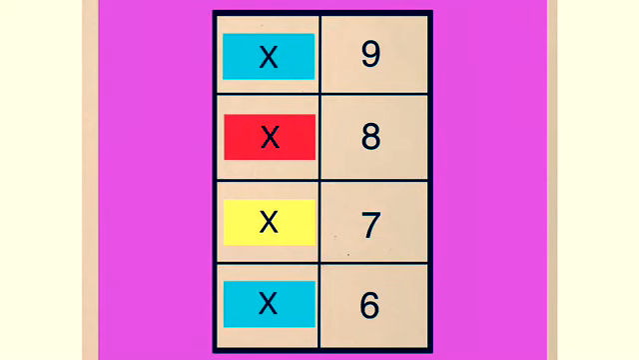A different machine. As you can see, I hit the first blue button and got a 9. I then pushed in the red button and got an 8. I pushed in the yellow button and got a 7. I then pushed in the last button, which is blue, and got 6. Did this machine function correctly? No, it did not.